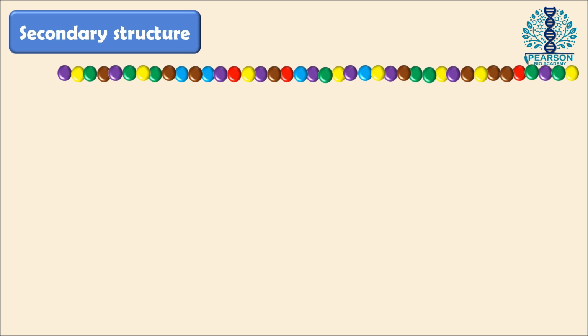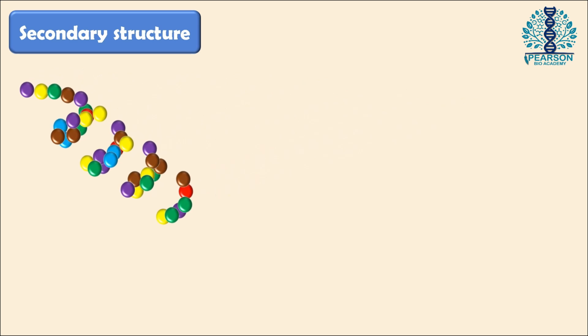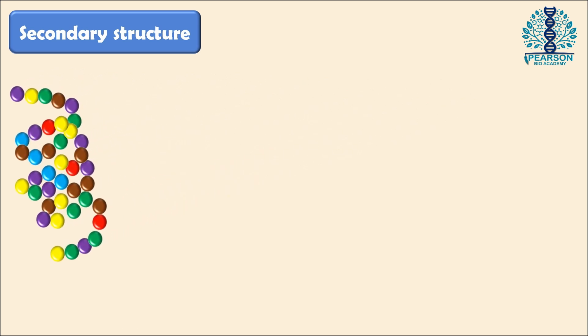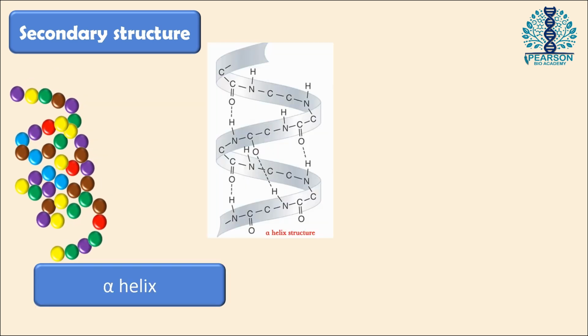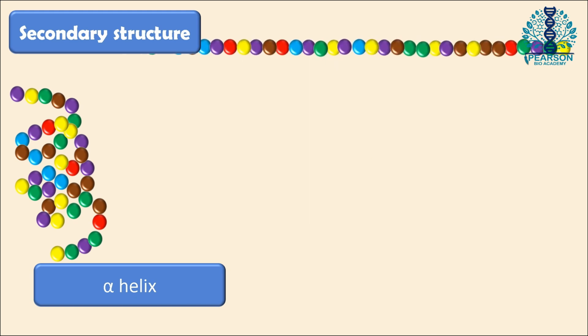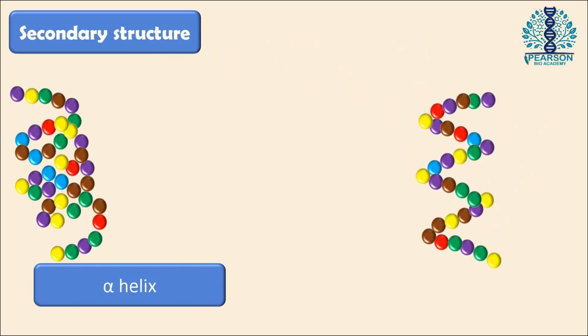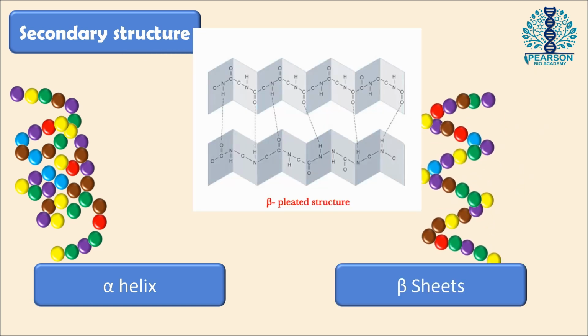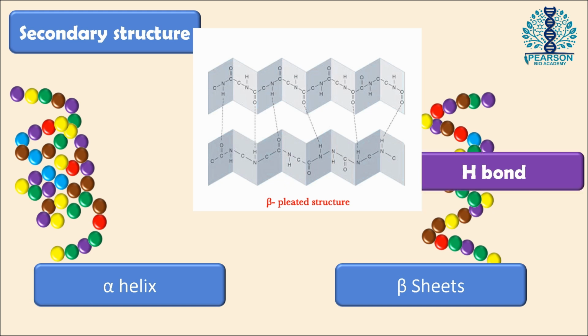Next, secondary structure. The primary structure of a protein falls into specific secondary structures such as alpha helices and beta sheets. Alpha helices form due to hydrogen bonds between the amino and carboxyl groups within the same polypeptide chain. The beta sheets, on the other hand, arise from hydrogen bonding between different segments of the chain, forming a pleated sheet-like structure.